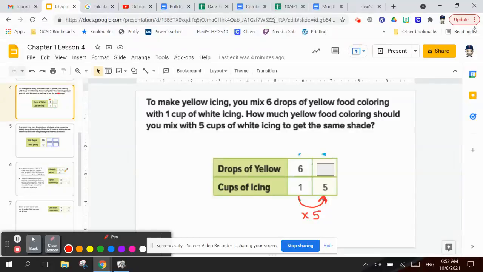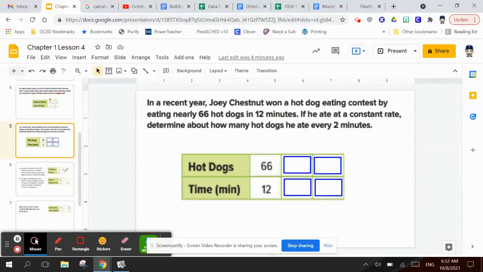So to make this an equivalent ratio, whatever I do to the bottom number, I have to do to the top number. This makes it equivalent or equal. Sorry, that's a 5. So I multiply 6 times 5, which is 30. I would need 30 drops of yellow food coloring to make the same ratio or the same color.